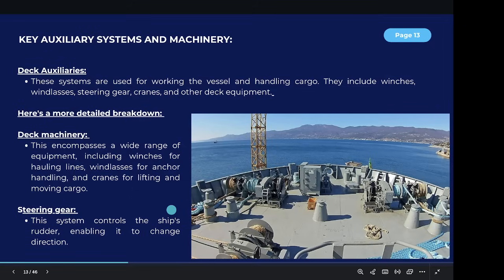We also have on the deck what we call the cranes. They are used for lifting and moving cargo equipment. Another one is the mooring winch, which is used to secure the ship to the dock or the pier. We also have the lifeboat davits. These are used to lower lifeboats during emergencies.